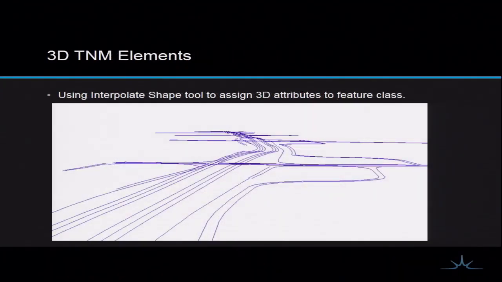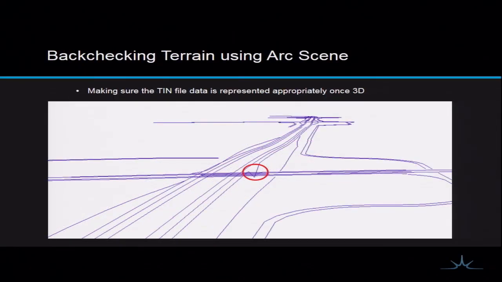So after we 3D our roadways, we get a file that looks like this. What I'm using here is ArcScene to make sure that everything looks good to me after I 3D the lines. Basically, sometimes there could be an issue with the TIN file, and you can get something that looks like this.